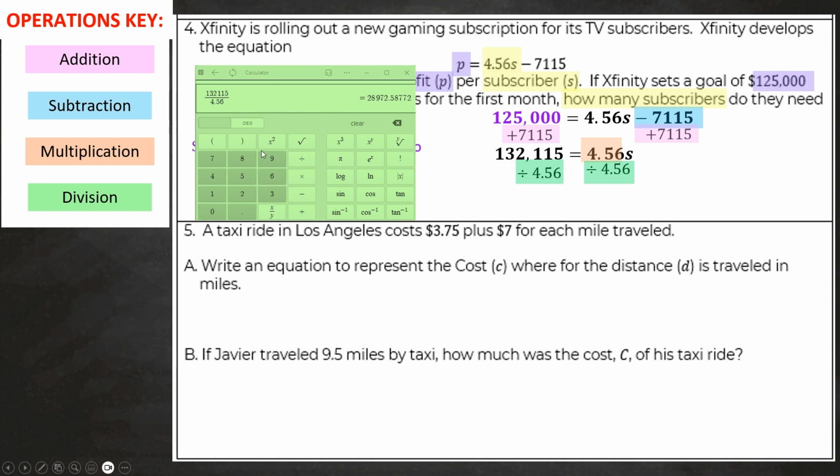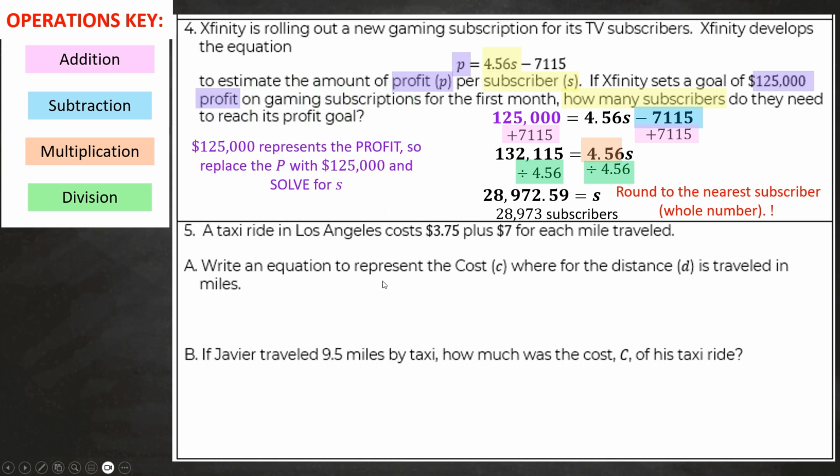You can see I did that in my calculator here, and I got 28,972.59. Now we are talking about subscribers here, and we can't have 0.59 of a subscriber. So we're going to round to the nearest subscriber, or whole number. So 28,973 subscribers is what Xfinity would need in order to reach their profit goal of $125,000.